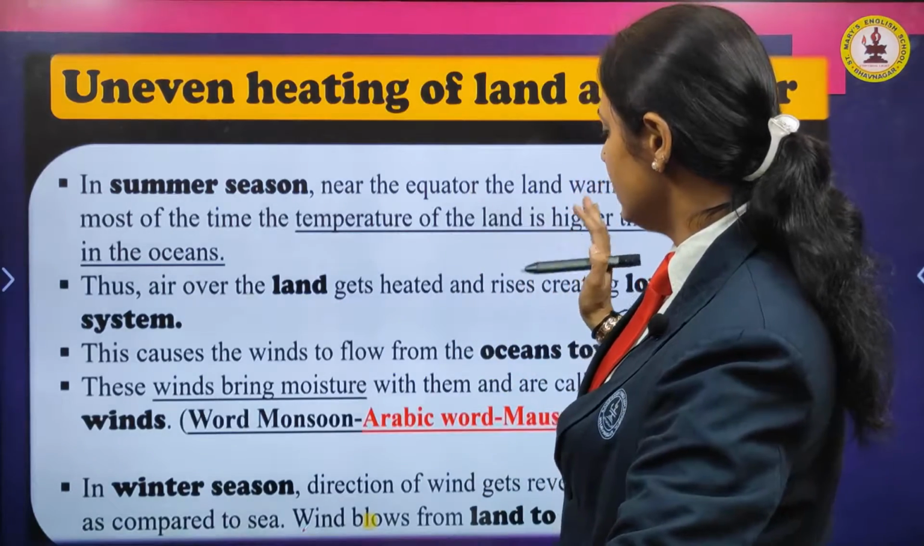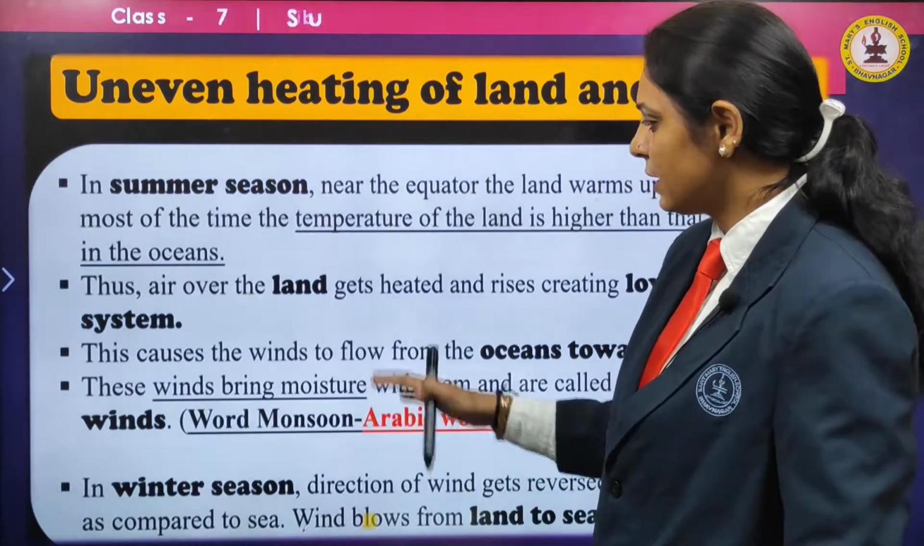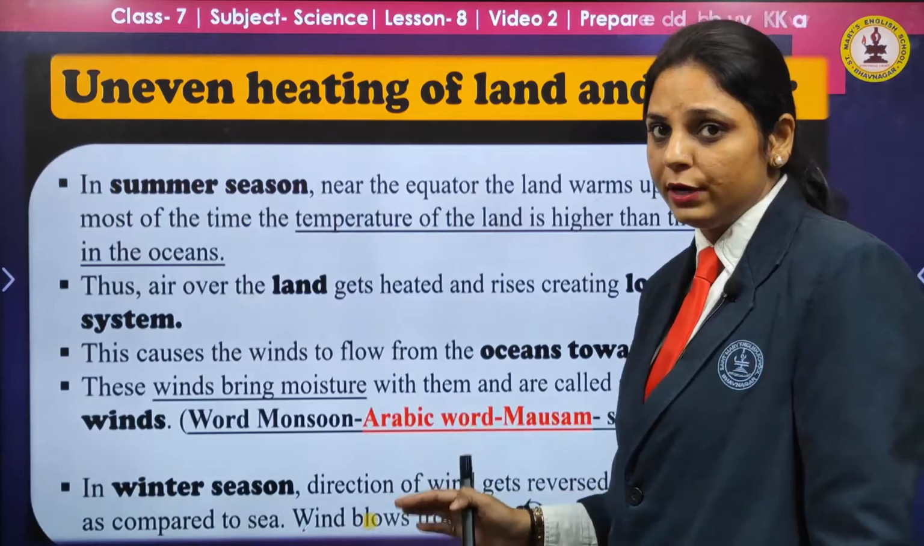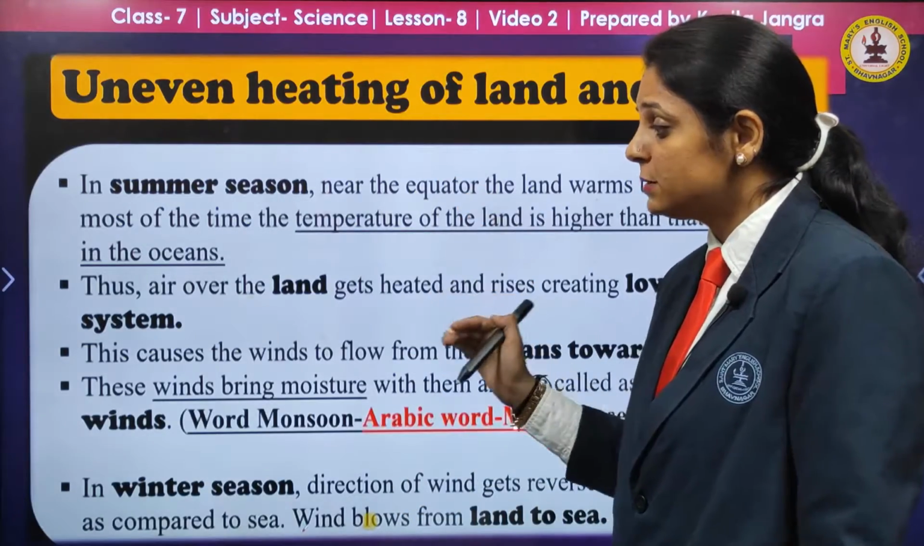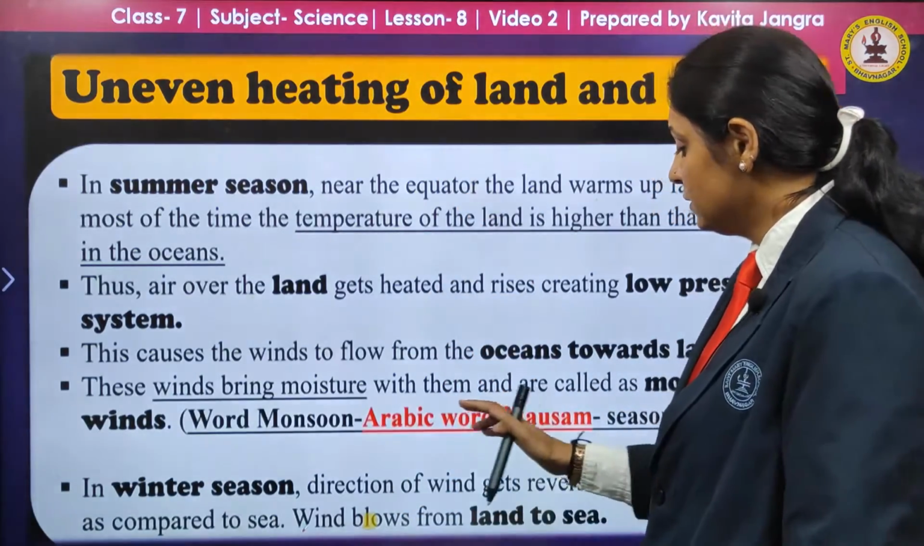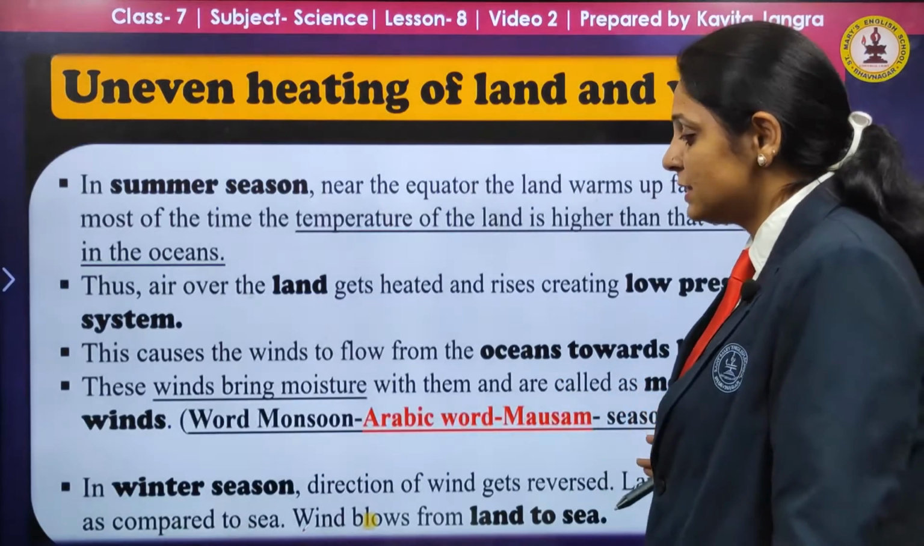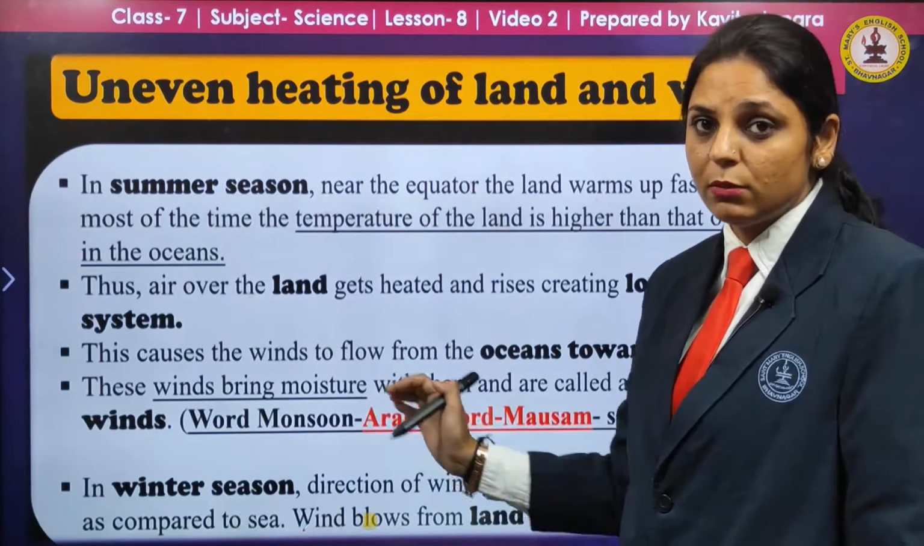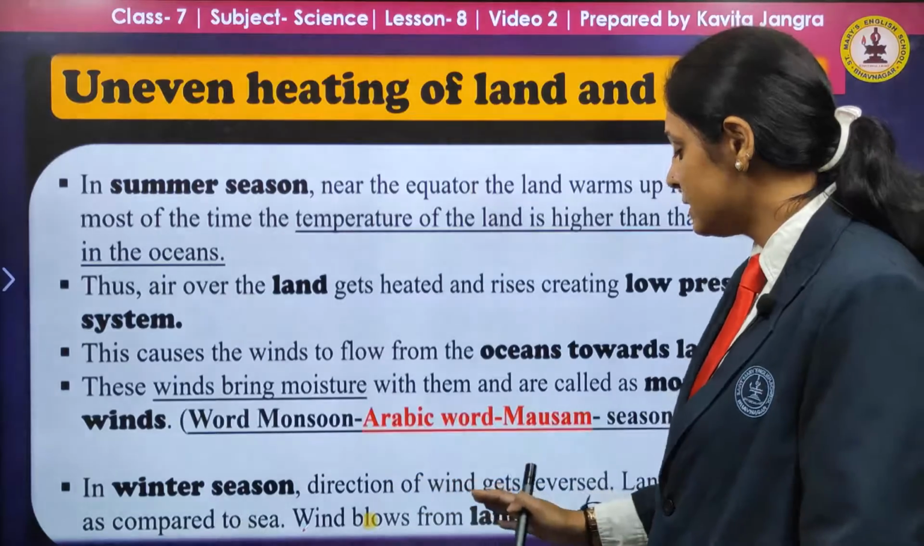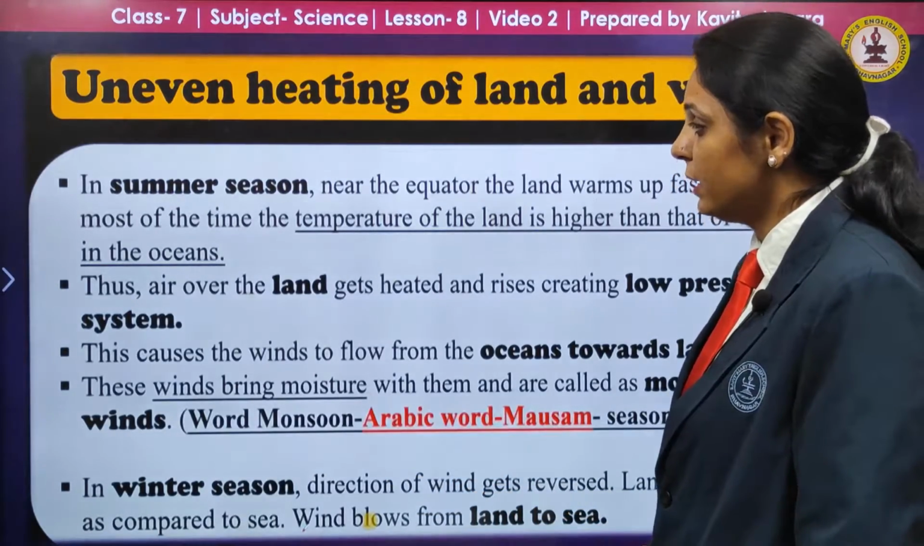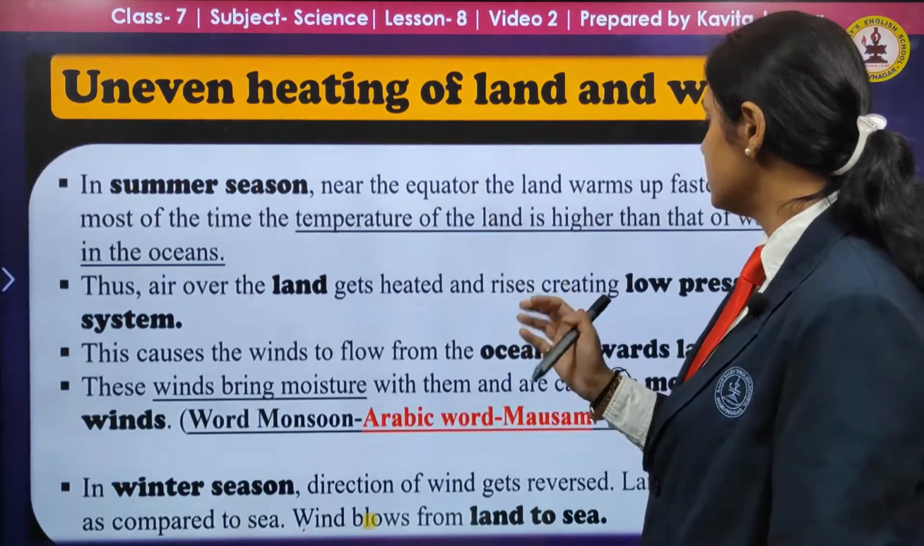This is what the uneven heating is, I explained to you. These are again the points I explained already. You can pause the video, read the points step by step and make it clear. The Arabic word Mausam, meaning season, is where the word monsoon comes from. In the winter season, as I told, the movement is from land to sea, and in the summer season it is the opposite, sea to land.